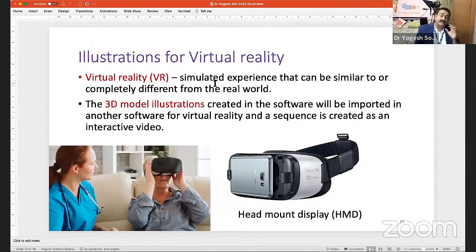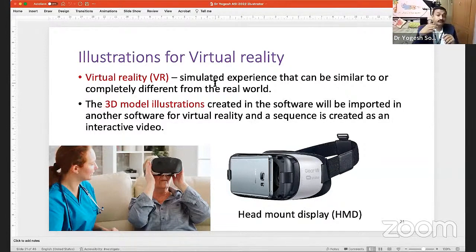So coming to the illustrations in virtual reality. What is exactly meant by virtual reality? It is a simulated experience that can be similar to or completely different from the real world. For these 3D illustrations, we may need a head-mount display. Here one person is visualizing something, and there is no limit to the software and the illustrations.